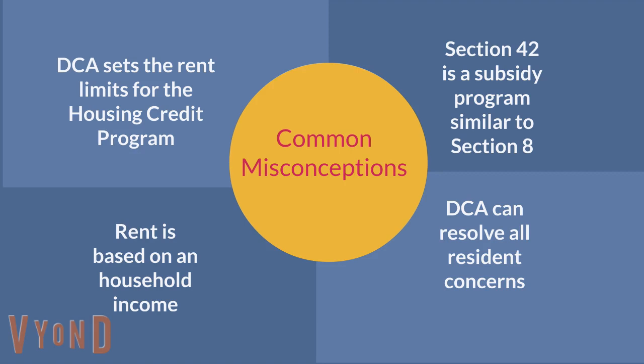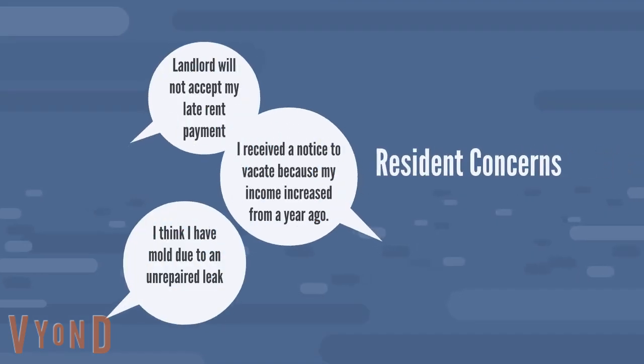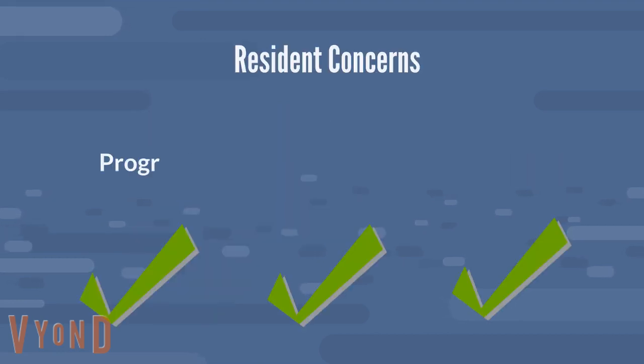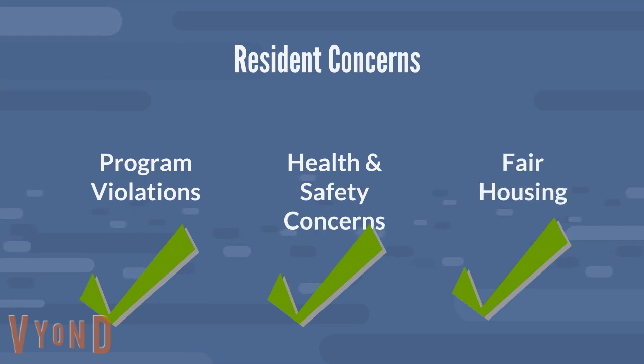Section 42 is not a subsidy program, and DCA cannot resolve all resident concerns. There are times when residents are not able to resolve a concern or an issue with a management company, and they reach out to DCA for assistance. The types of resident concerns that DCA will respond to are program violations, health and safety concerns with your unit or on the property, and fair housing.